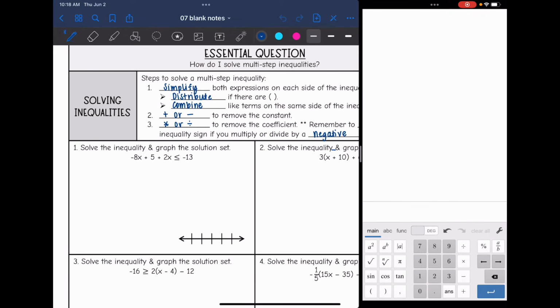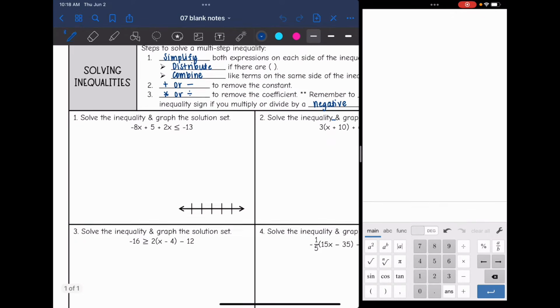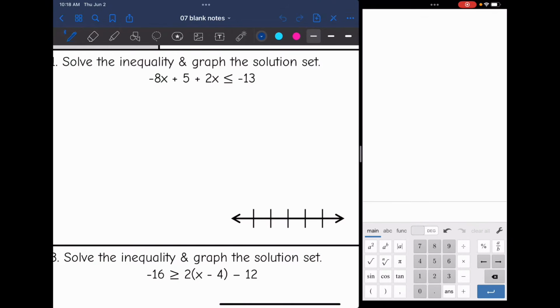So let's get started with number 1. First, I need to simplify. I have negative 8x plus 5 plus 2x is less than or equal to negative 13. So I can definitely simplify on that side by combining like terms. Negative 8x plus 2x is negative 6x, and I bring down the plus 5, and it's less than or equal to negative 13.